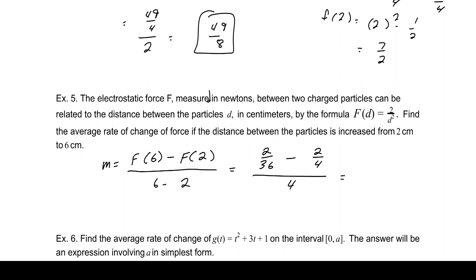All right, 2/36 minus 2/4, so 1/18 minus 1/2 is negative 4/9. Negative 4/9, and then we'll divide that by 4 to be negative 1/9. So that is negative 1/9, and our unit of output is newtons, divided by our unit of input, which is centimeters, so newtons per centimeter.